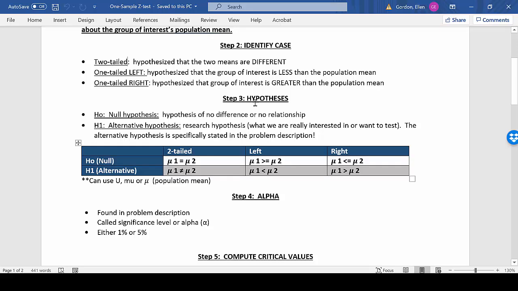The next step is the hypotheses. Again, the null hypothesis is the hypothesis of no significant difference. And the alternative hypothesis is our research hypothesis, which we just determined is we think that the new procedure is going to be less than the previous procedure. Here are the hypotheses and symbols. Again, we're conducting a one-tailed left.